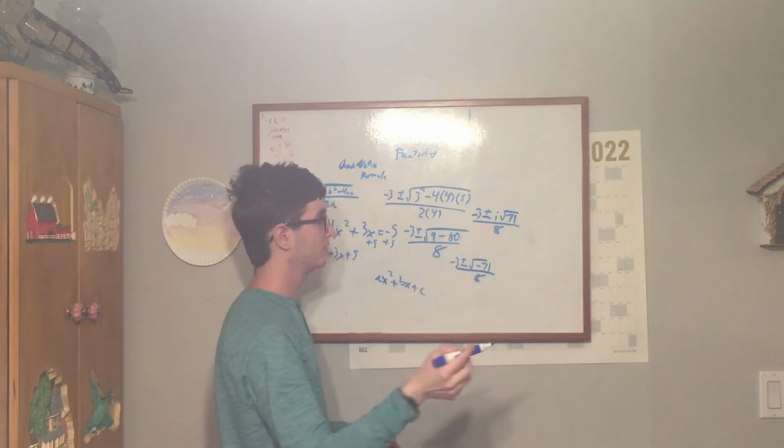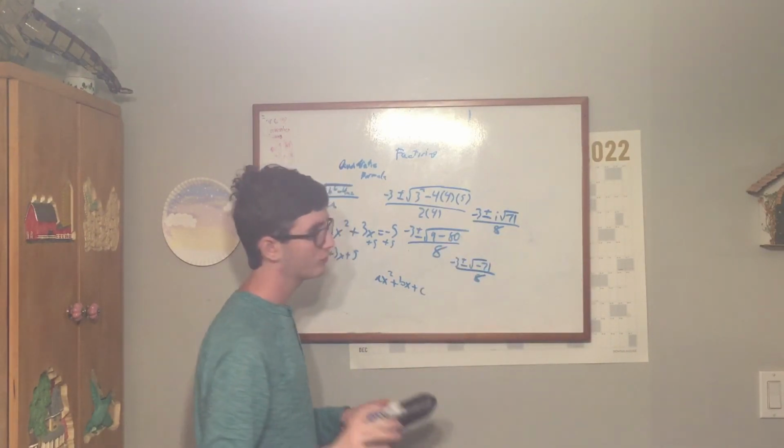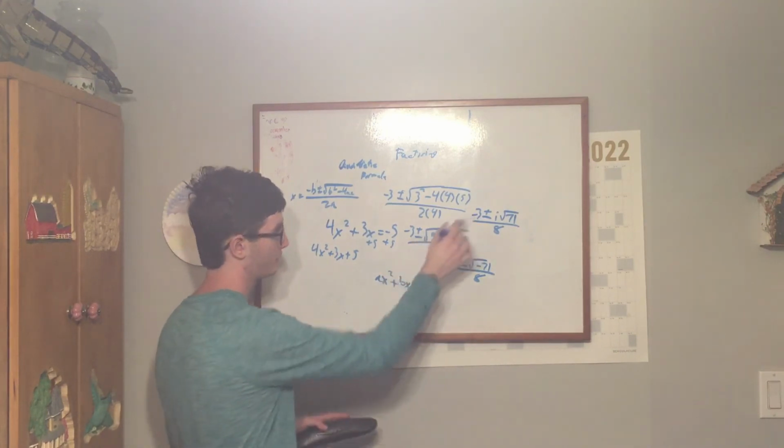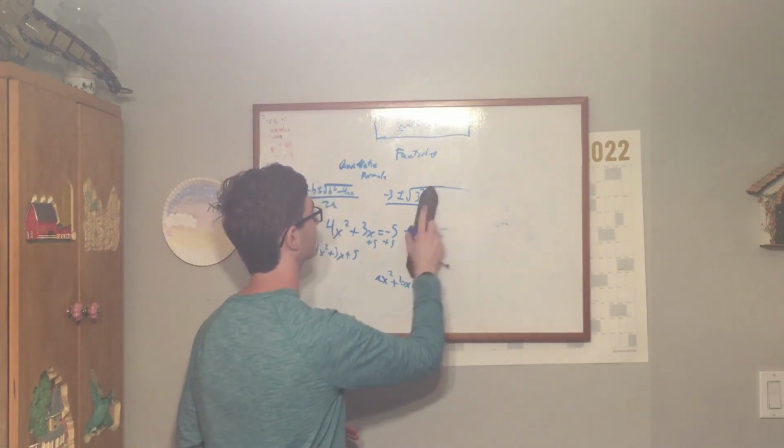The plus or minus means there are 2 roots, and the i means it's imaginary. So there are no real roots, but if there were, there'd be 2 of them. That's what plus or minus means.